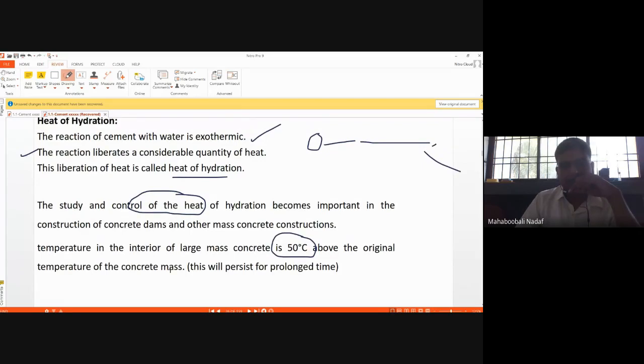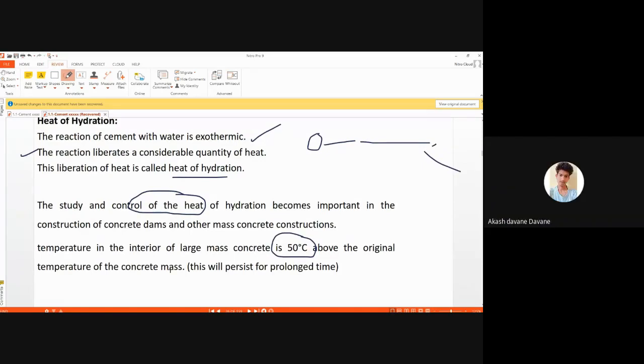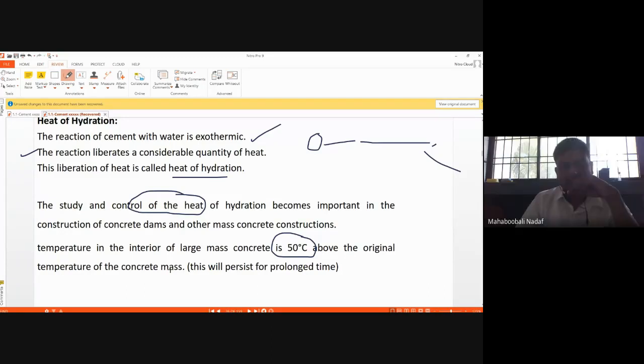This slide is clear? Shall I go to the next point?